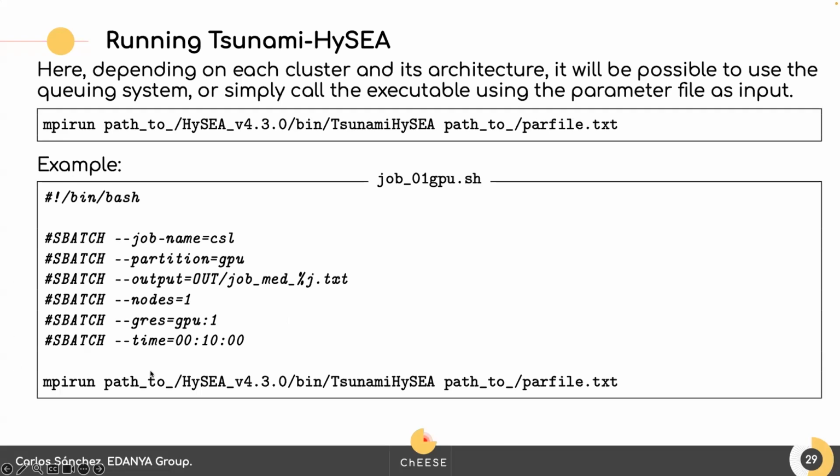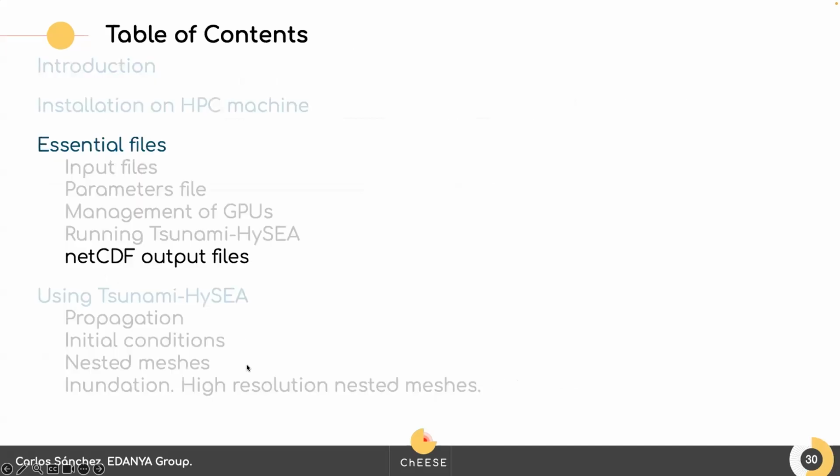Okay, so if we put this in a bash script in order to work in a queue, we just run this script by using, for example, sbatch in the cluster. We will see it in a while. Okay, so that's easy. Once we have the main ingredients, we just configure this script and run Tsunami-HySEA.